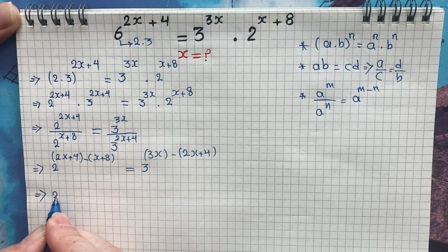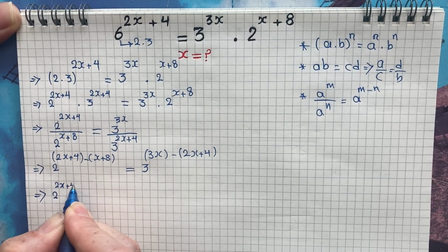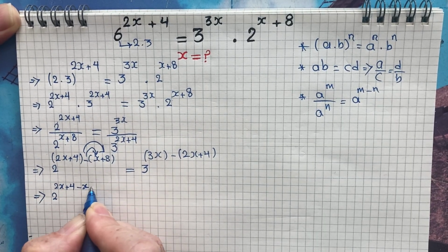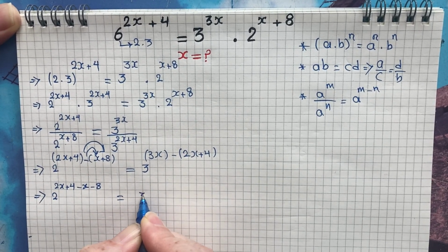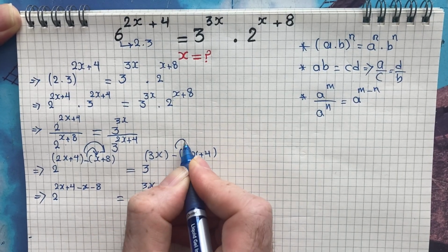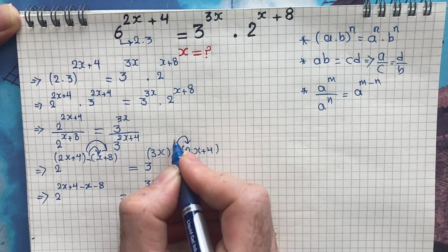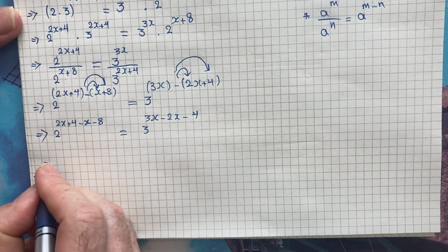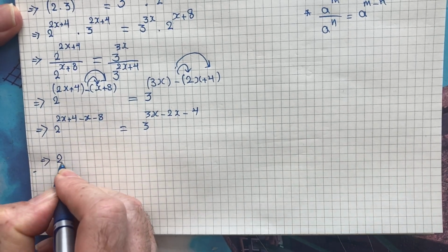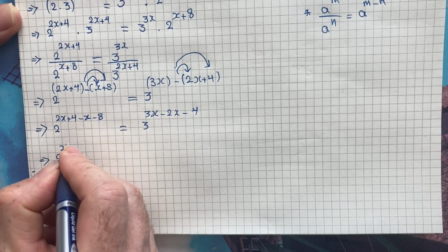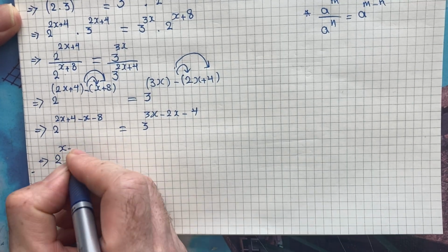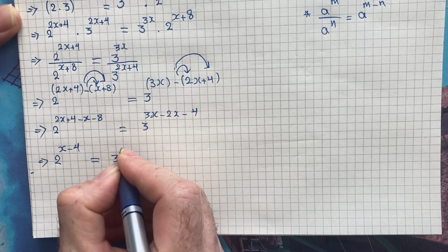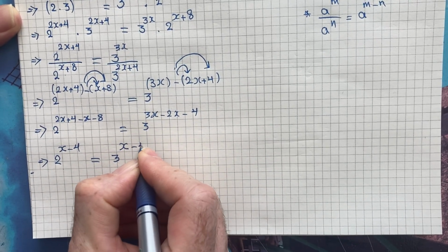Next, I write this 2x plus 4 minus (x plus 8), which is 2x plus 4 minus x minus 8, equals, I write this base, 3 raised to 3x minus 2x minus 4, right? Next, it is gonna be, I write this 2 raised to 2x minus x gives us x, 4 minus 8 gives us negative 4, equals, I write this 3 raised to 3x minus 2x gives us x, minus 4.